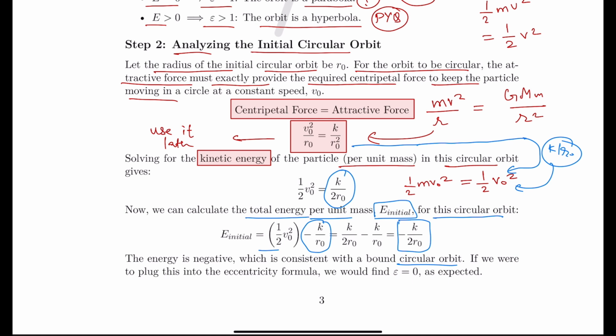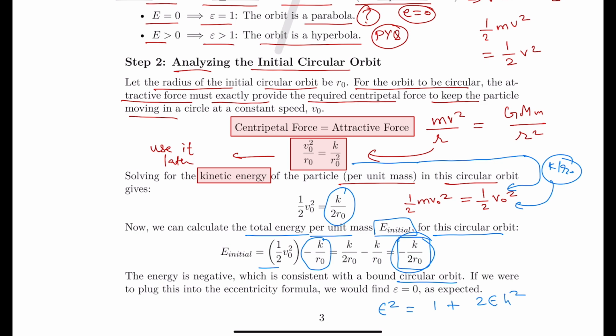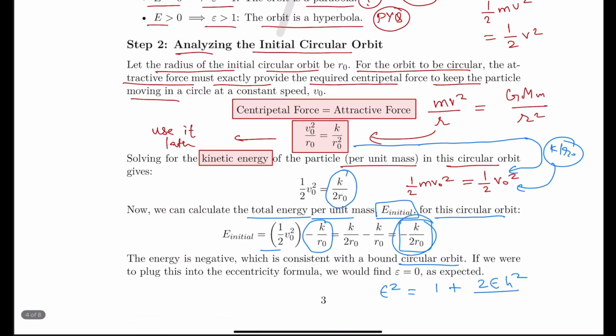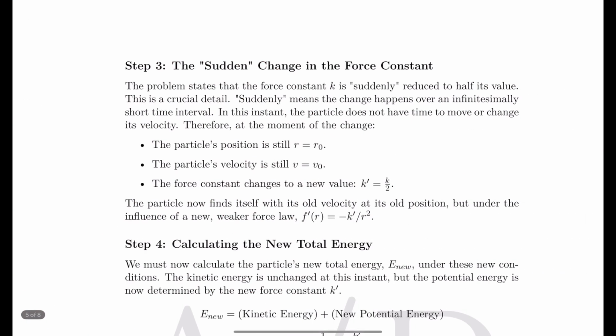Okay. And if you want to test that, you test this value in the eccentricity equation: e square equals 1 plus 2 E h square divided by k square. So if you put the value of energy here, you will get it to be 0. Okay, so in that way you can ascertain that it is a circular orbit, as was expected initially.